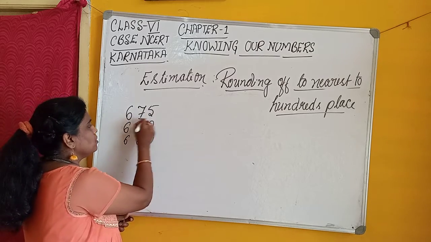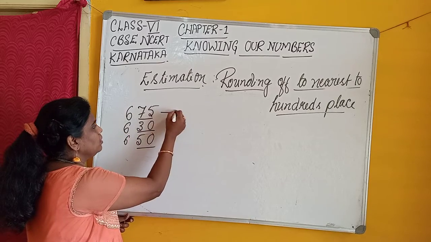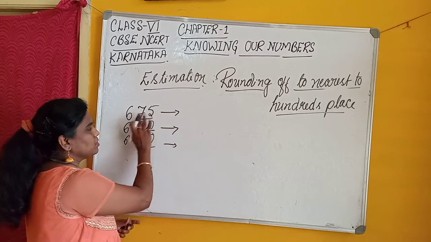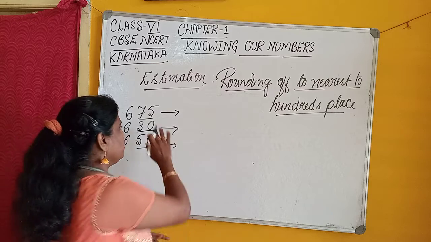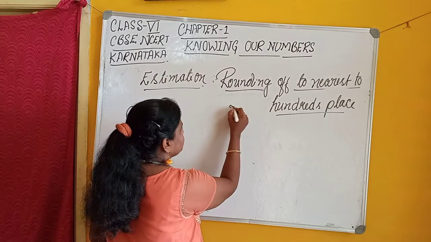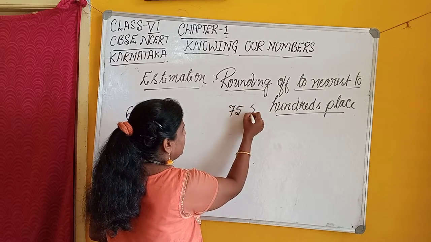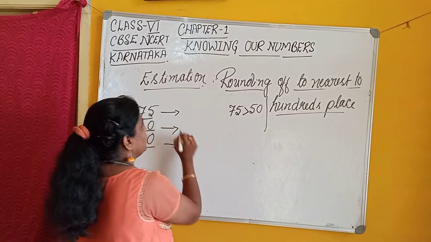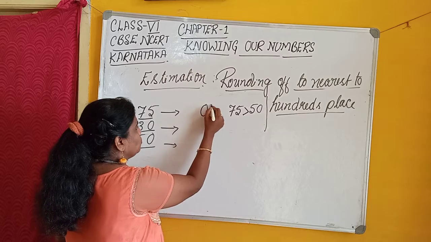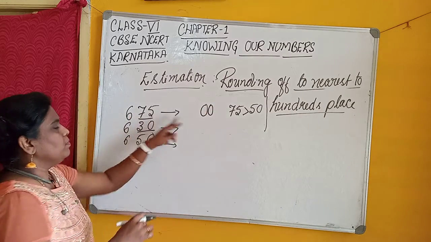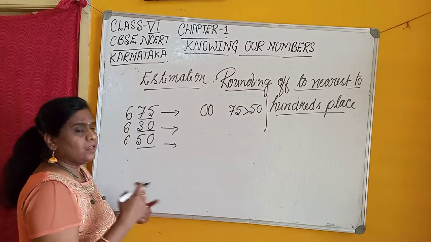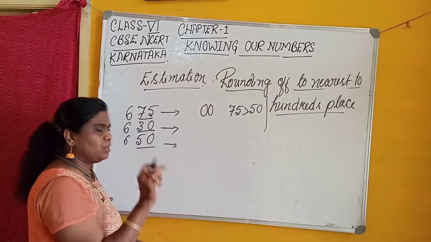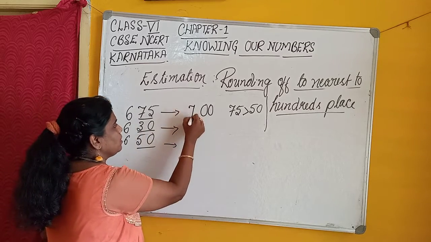and tens, 2 digits, and compare these numbers to 50. Compare 75 to 50. 75 is greater than 50. Therefore, these two numbers will become 0 and 6 is increased by 1, that is 700.